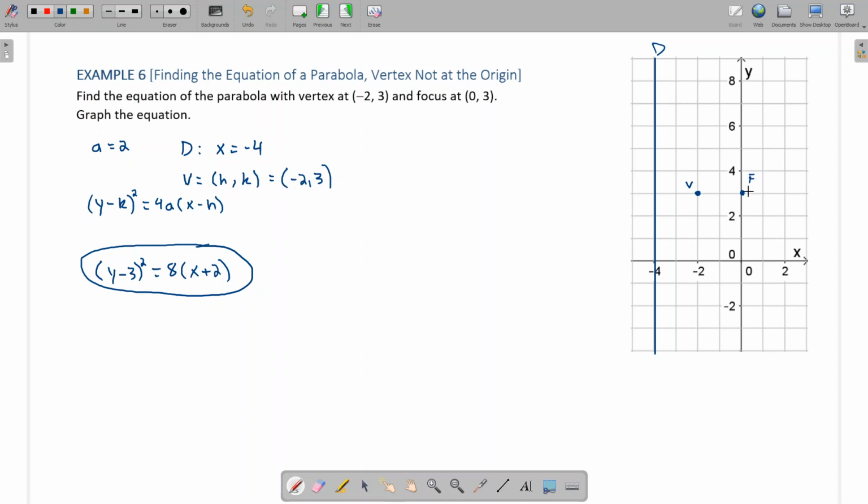So just as before, we go to the focus, and we're going to move twice a vertically, up and down. So we're going to go up 4 units from where we're currently at. So that's going to take us up to 7, and then move down 4 units, which should take us here, and then connect those points.